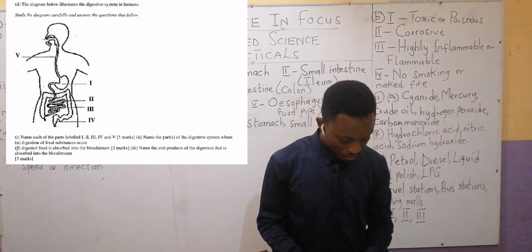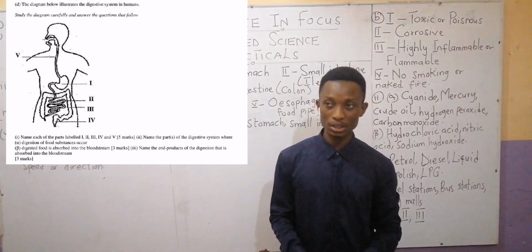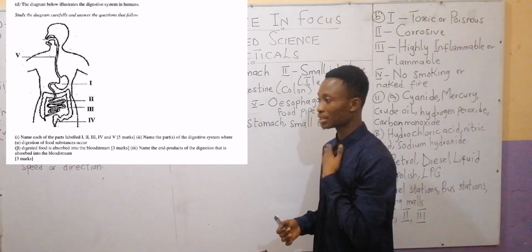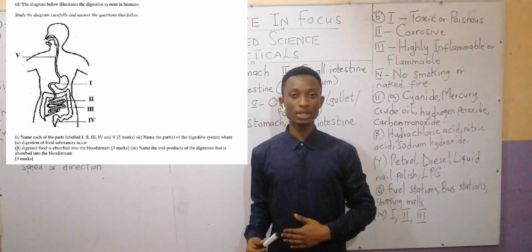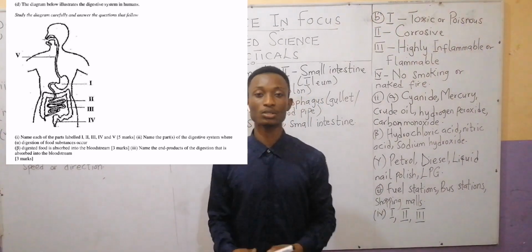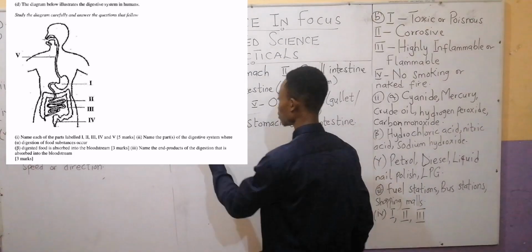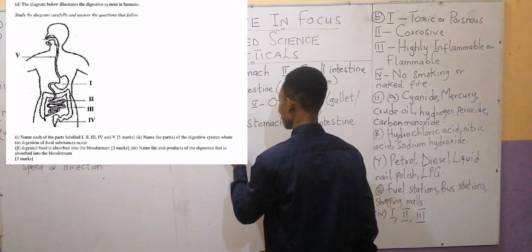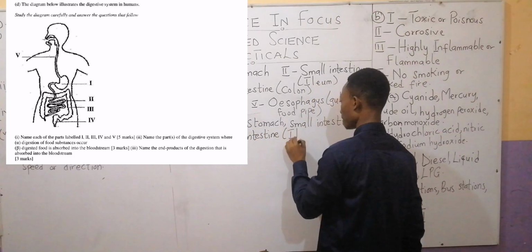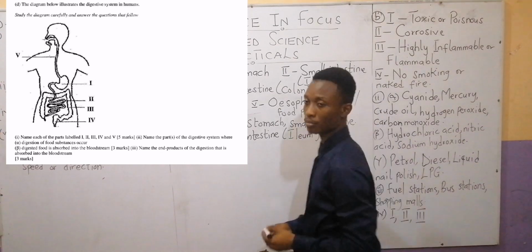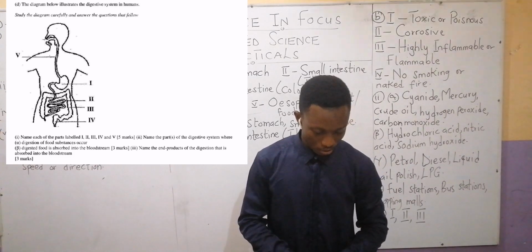Name the part of the digestive system where digested food is absorbed into the bloodstream. Where is the digested part of the food absorbed into the bloodstream? We know that the nutrients derived from digested food go straight into the bloodstream. So it goes somewhere before it is taken to the bloodstream, and that is the small intestine or the ileum.